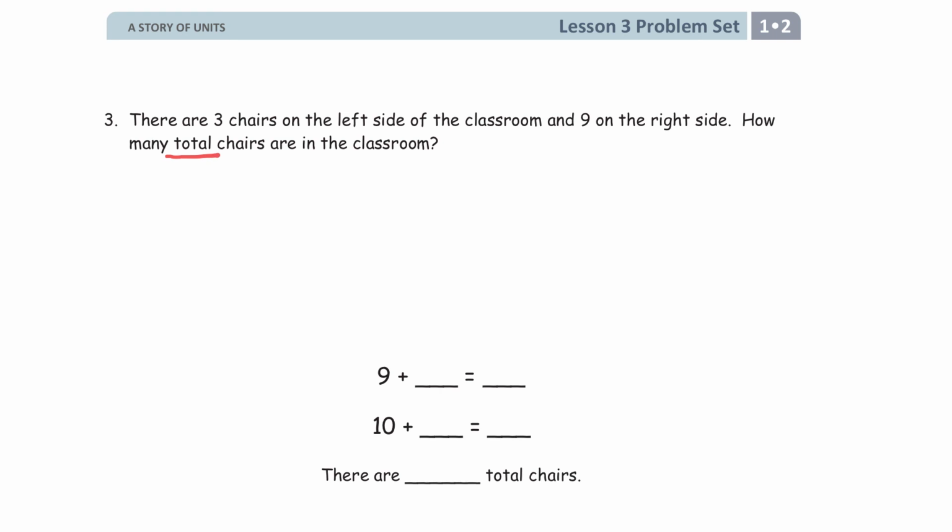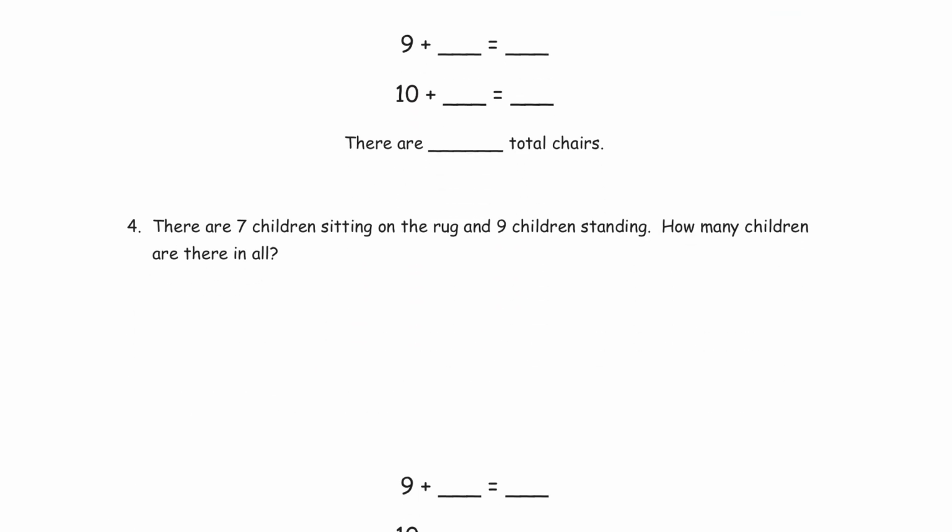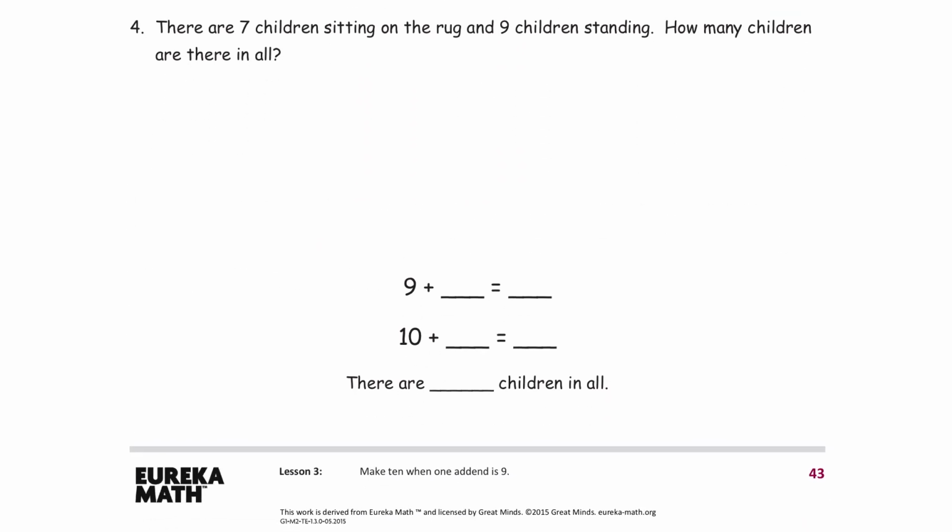Welcome back, boys and girls. I hope you were able to do number 3 okay. Let's take a look at number 4. So number 4 reads, there are 7 children sitting on the rug and 9 children standing. How many children are there in all? Oh, and look, there's in all. Again, that's our clue word that we're going to be adding them all up together.